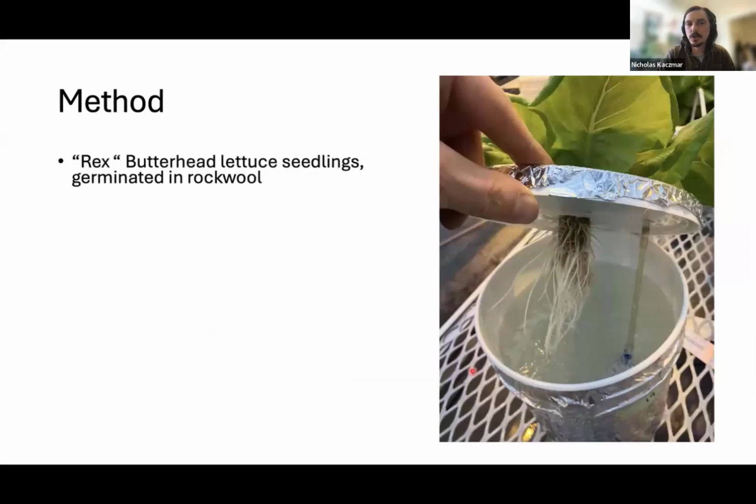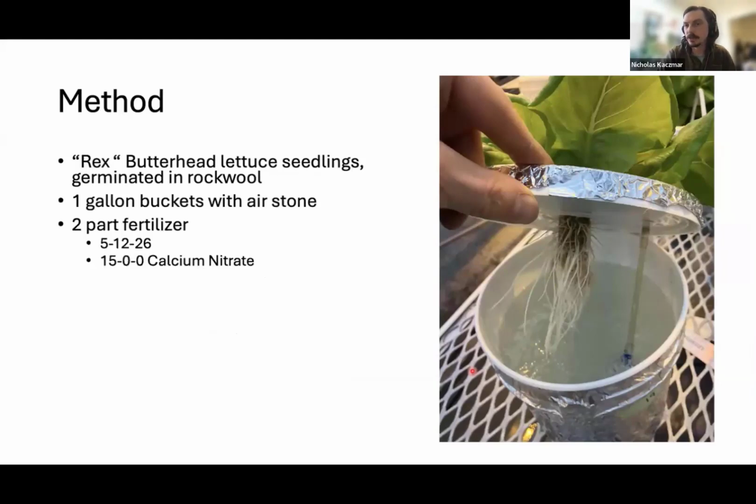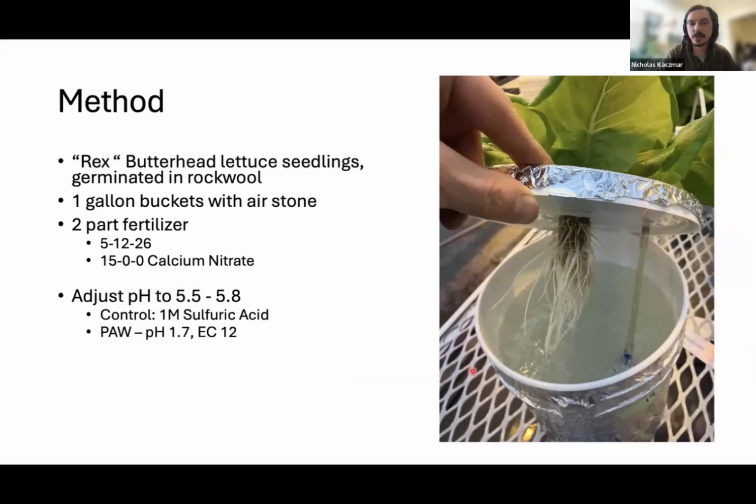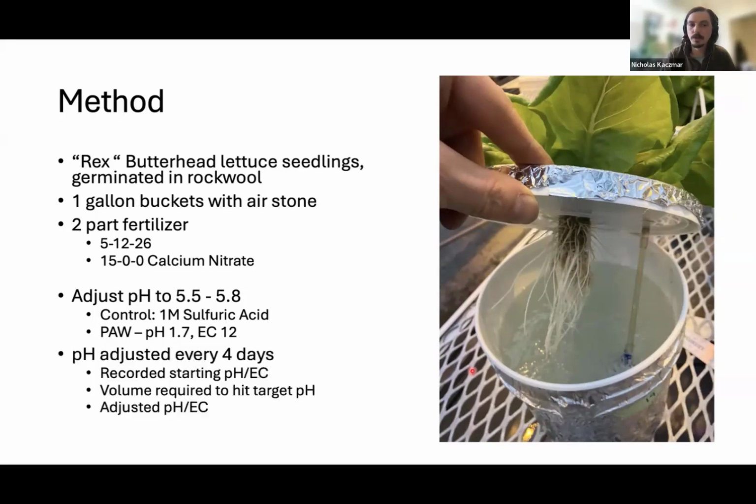So the method was, as stated before, we used our Rex butterhead lettuce, germinated in Rockwool. These were grown in 1 gallon buckets with an air stone, with a standard hydroponic fertilizer solution, 2-part, 5-12-26, and calcium nitrate. And then what I did was I adjusted the pH to that range using either a control of a 1 molar sulfuric acid solution or PAW, which had a pH of 1.7 and an EC of 12. This was adjusted every 4 days throughout the growth cycle.